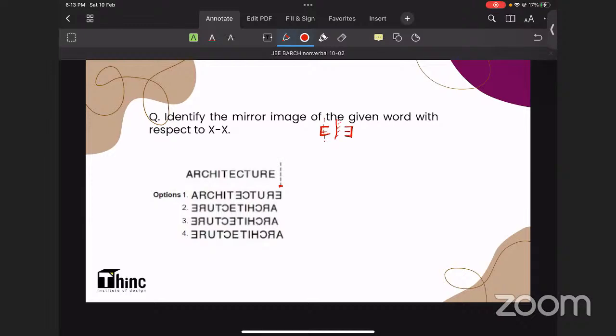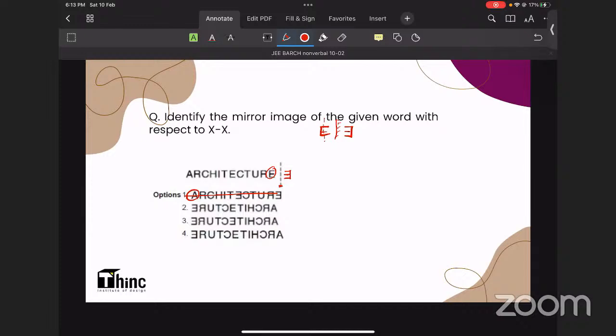Okay. And nearer reflects nearer. That means E will be reflecting here. So the answer will be starting with the E, not A. And actually, A is a symmetric letter in the vertical direction. So it will be reflecting exactly like the same.